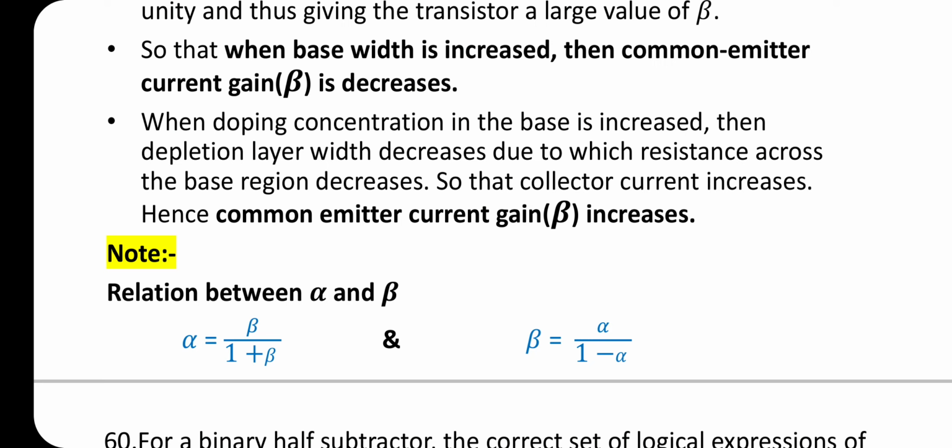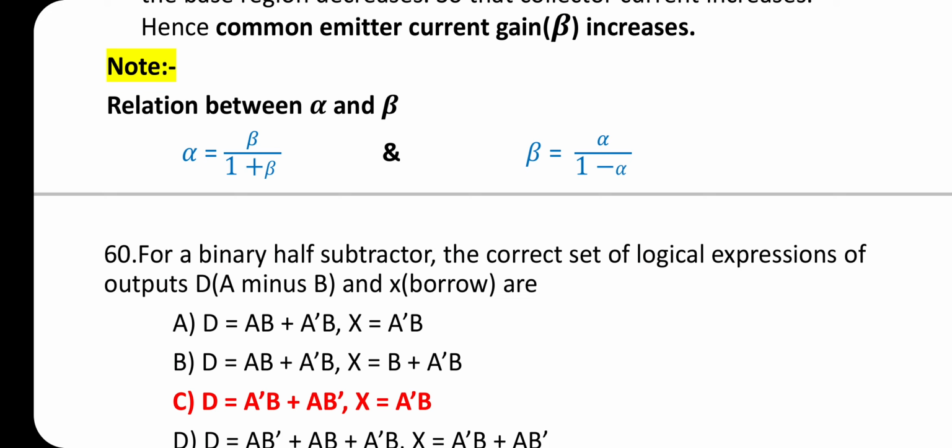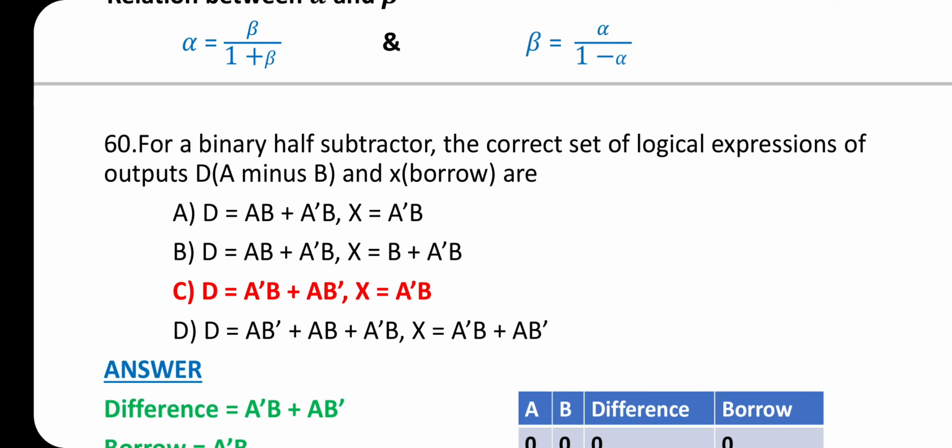When doping concentration in the base is increased, then depletion layer width decreases, due to which resistance across the base region decreases. So collector current increases. Hence, common emitter current gain beta increases. The relation between alpha and beta: alpha equal to beta divided by 1 plus beta and beta equal to alpha divided by 1 minus alpha.